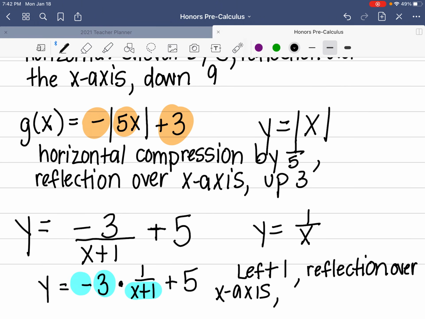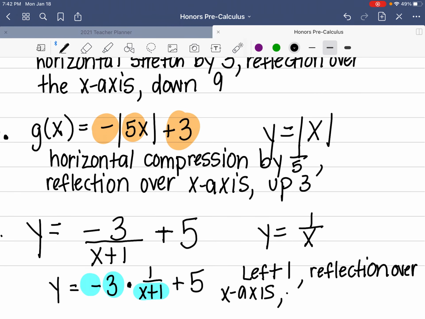All right, and that multiplication in the front is actually going to be a vertical dilation. And that dilation is going to be a vertical stretch. And we take that at face value, so by 3. And then finally, the plus 5 at the back is going to be up 5 units.